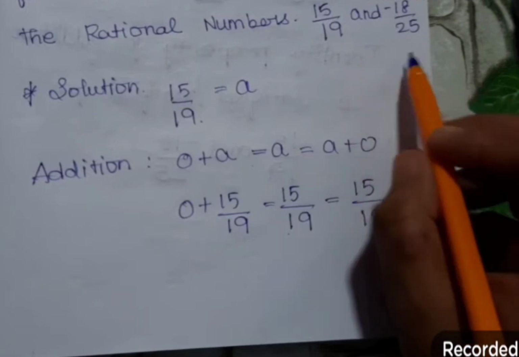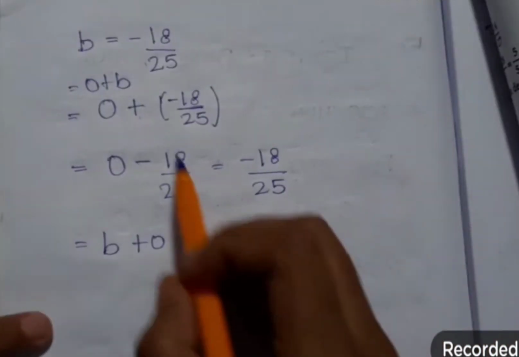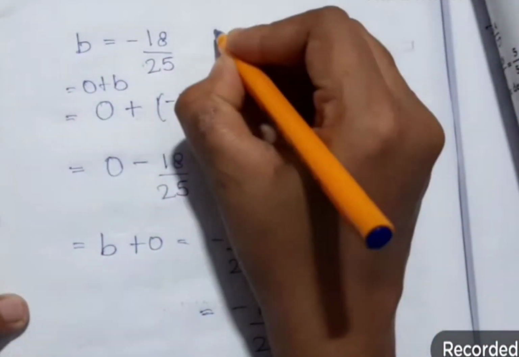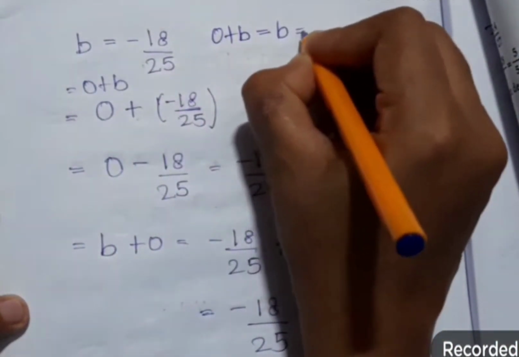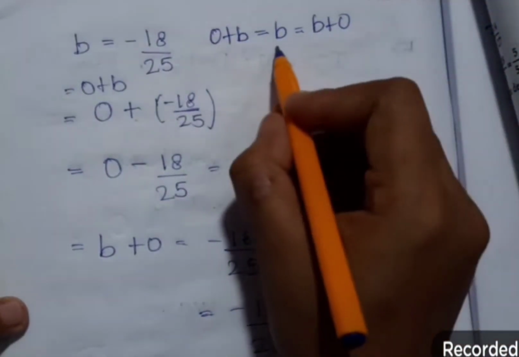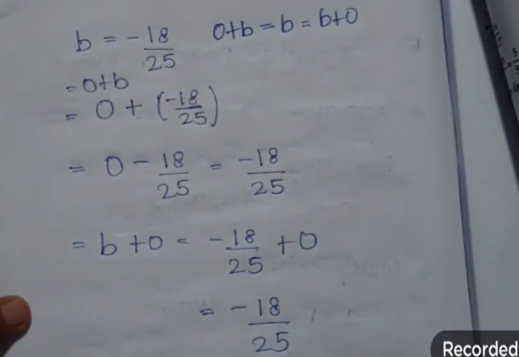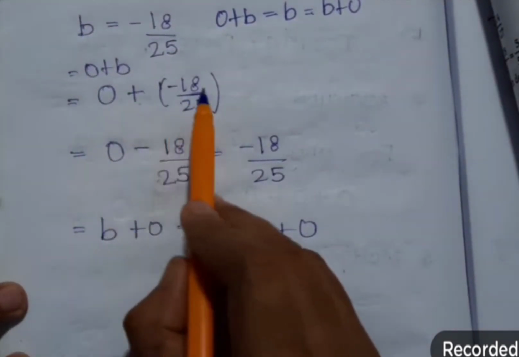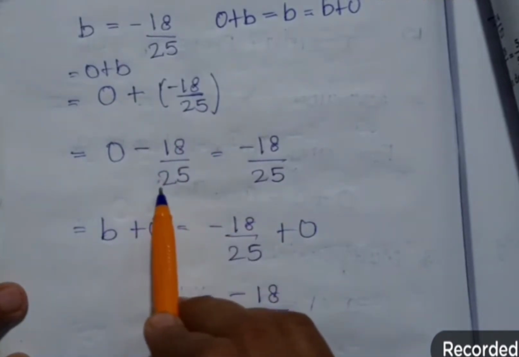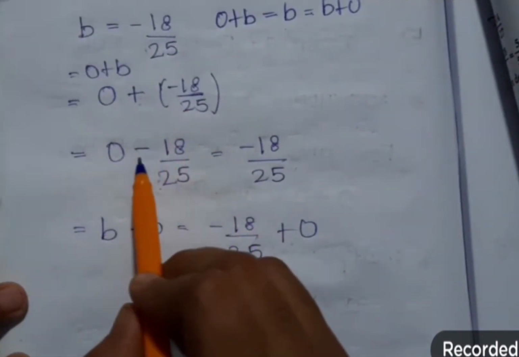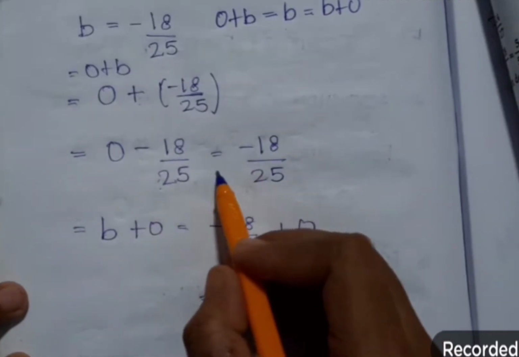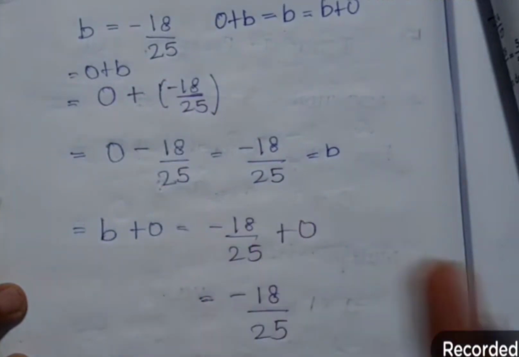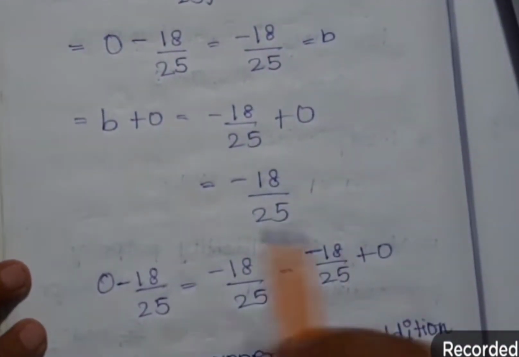The same method, next number is minus 18 by 25. Next number is B, you take it. B is equal to minus 18 by 25. The additive property or condition is 0 plus B is equal to B plus 0. Okay, 0 plus B value. Just keep in your mind, like the first one, you can write it, or just explain how we have to do 0 plus B. So substitute the B value. 0 plus minus 18 by 25. So you will get the answer minus 18 by 25. So the first answer is B, the same answer you are getting. Okay. Next one, B plus 0.